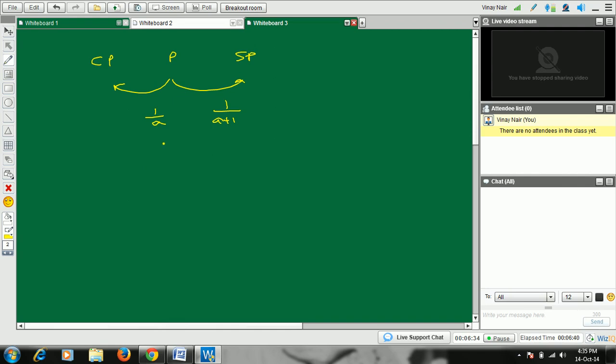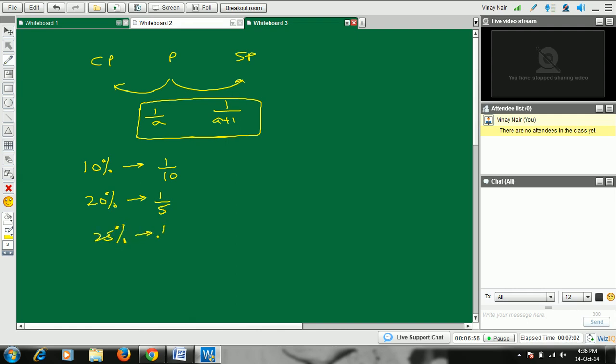Now we can see that this works for all such percentages. So basically, first we will have to understand what is the fraction for every percentage. Like normal percentages that we take, 10% is 1 by 10, 20% is 1 by 5, 25% is 1 by 4, 5% is 1 by 20, and so on. And we can also see here that everything that we are considering here is 1 upon something.